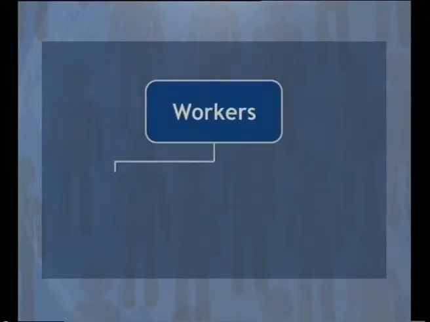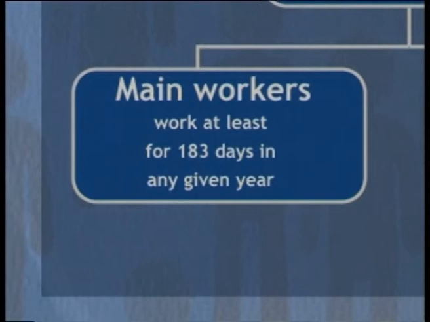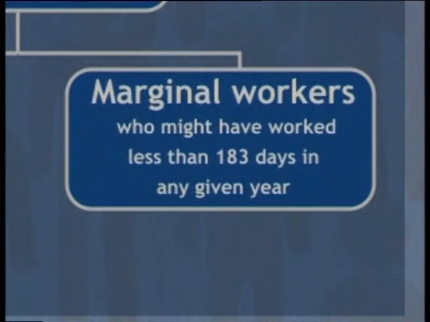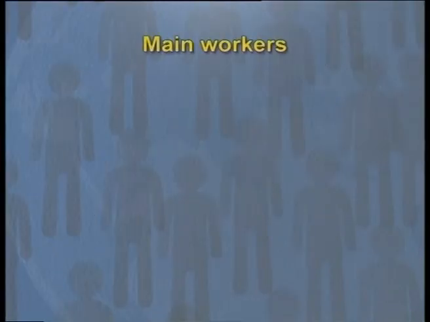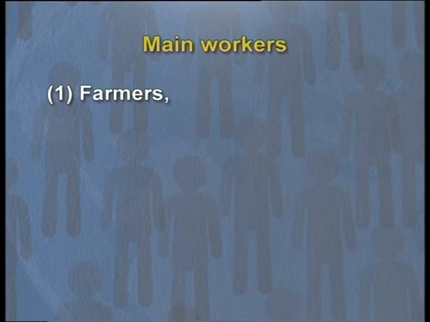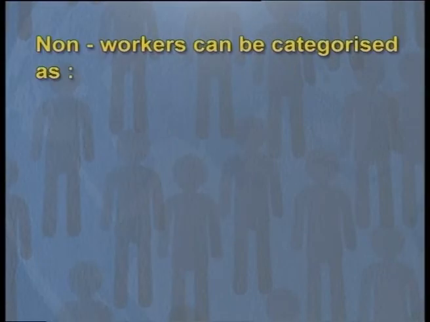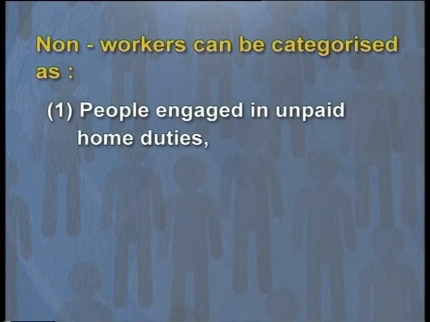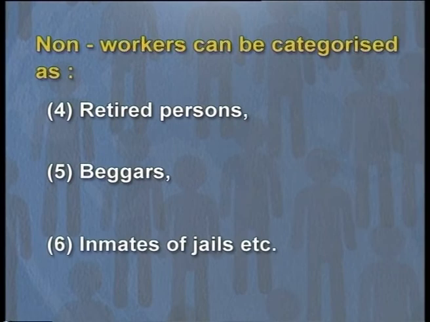It also includes supervision and direction. Workers can be further classified into main workers and marginal workers. Main workers are those who work at least for 183 days, while the marginal workers are those who might have worked less than 183 days in any given year. Generally, the category of main workers include farmers, field workers, people engaged in household activities, etc. The non-workers can be categorized as people engaged in unpaid home duties, students, dependents, retired persons, beggars, inmates of jails, etc.